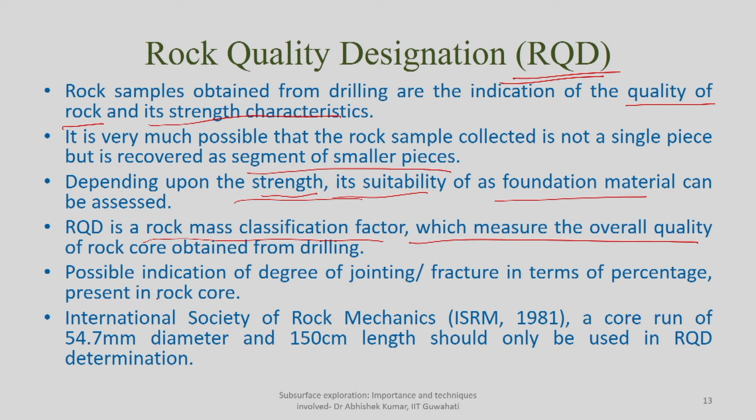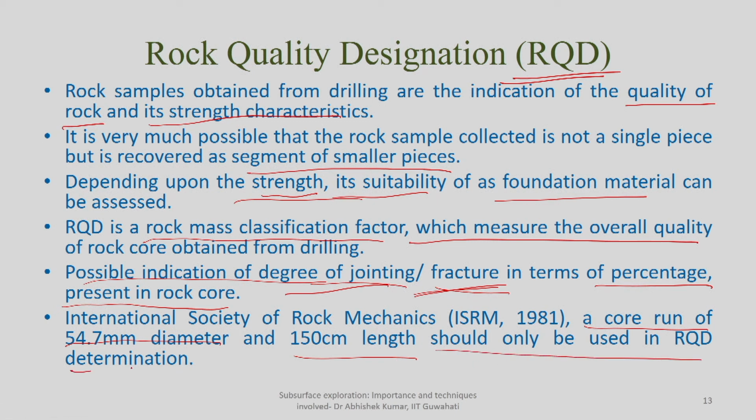RQD will also give you a possible indication of the degree of jointing and fracture, in terms of percentage, present in the rock core. So whatever rock core you have drilled out by means of drill bit and barrel, RQD will help you understand the fracture and the degree of jointing available. The International Society of Rock Mechanics, ISRM, in 1981 suggested that you use a rock core of 54.7 mm diameter and 150 centimeter length for RQD determination.